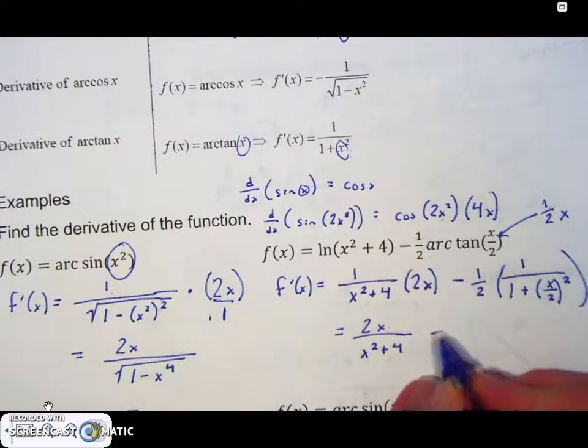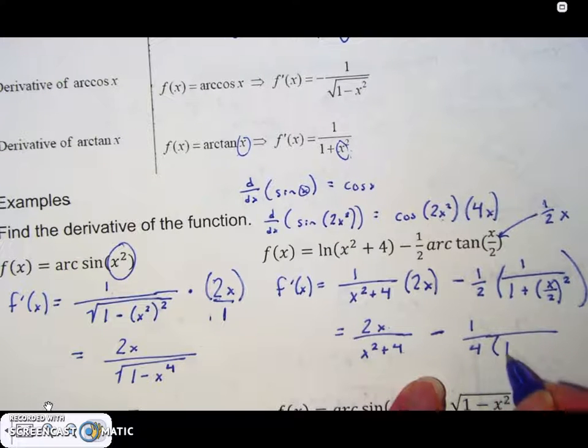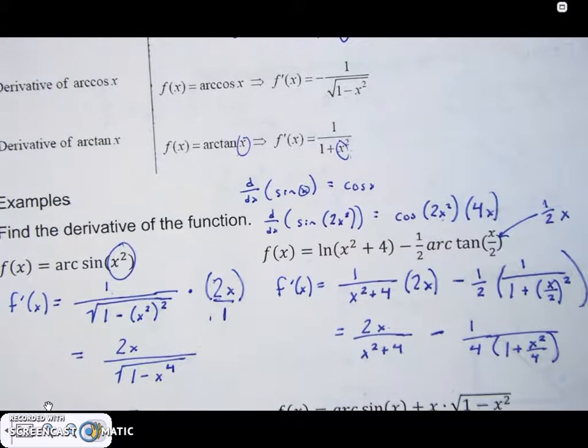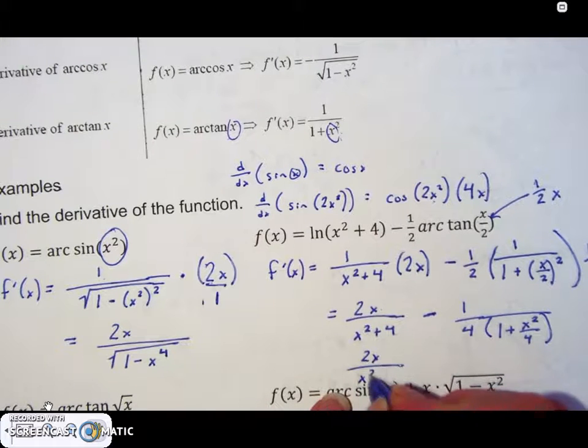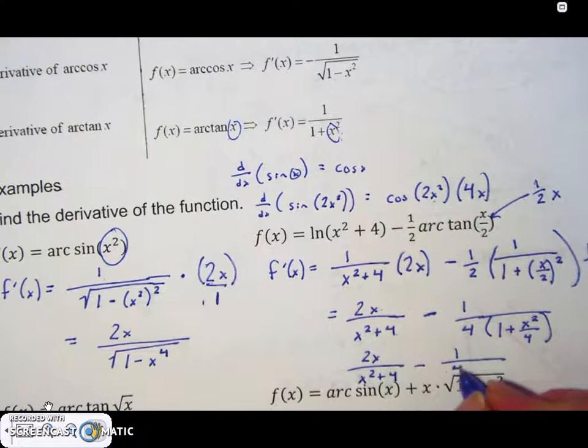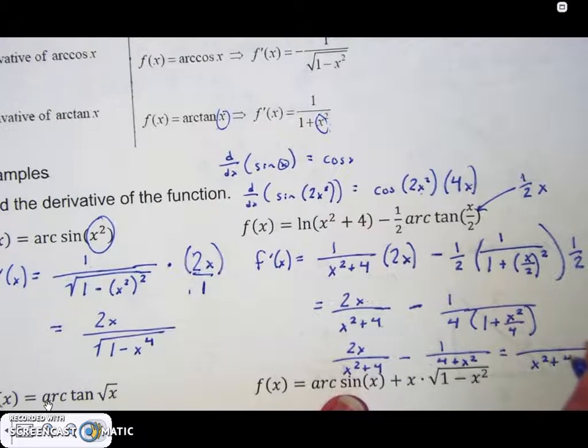Okay, so let's just kind of clean this up a little bit. We have a half times a half, so that'd be a fourth. And still in the denominator here, we have 1 plus x squared over 4. And it seems a little silly not to go ahead and distribute out that 4. So we have 2x over x squared plus 4, and then 4 plus x squared, which it seems to me we already have a common denominator. So we might as well add those. So x squared plus 4, and in the numerator, 2x minus 1.